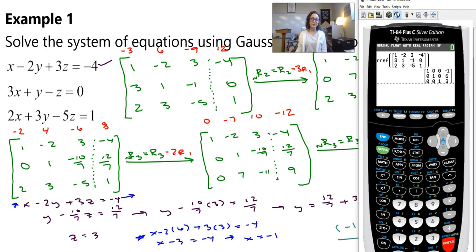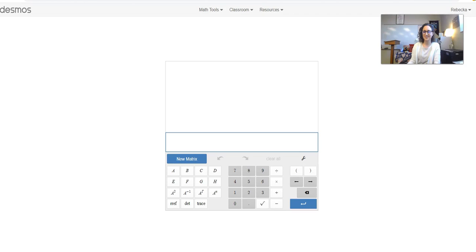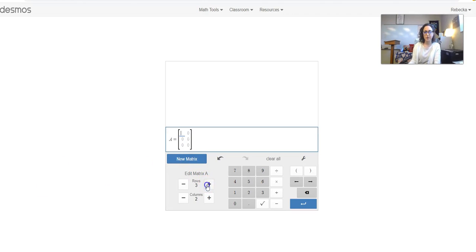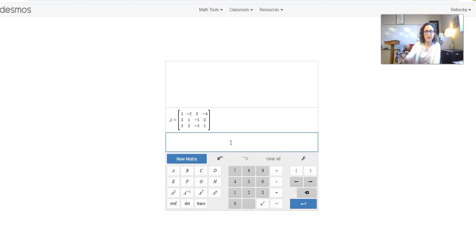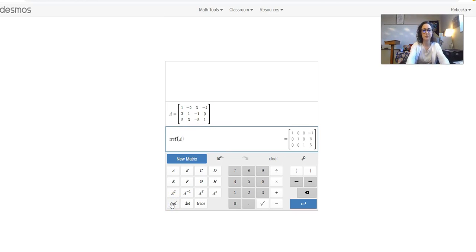All right, let me show you how to do it on Desmos if you don't have an 84. All right, so this link should be up for you on Canvas. This is Desmos' matrix calculator. So I'm going to start by doing a new matrix. Remember, ours was a 3 by 4. So we're going to start there, and let's go ahead and type everything in. All right, so I have typed this in. I'm going to hit enter, so I've got my matrix A there. And then here's RREF, so I'm going to take reduced row echelon form of matrix A, and here it is, instantaneously, right? Here's X, Y, Z.